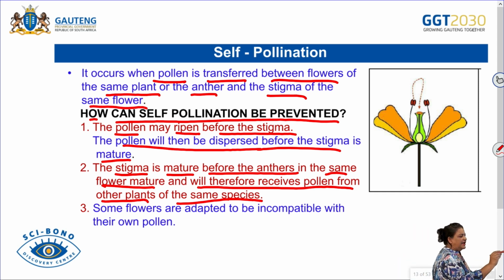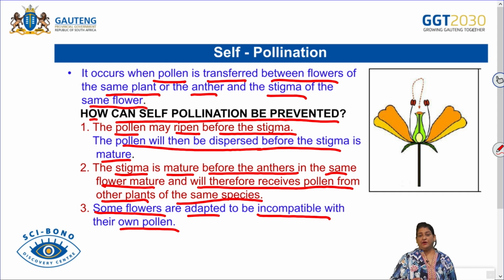Some flowers are adapted to be incompatible with their own pollen. So in some flowers, in very rare cases, like probably an orchid, even if the anther's pollen falls on the stigma of the same flower, that pollen grain will not be able to move down the style towards the ovary, because it is not compatible with the pollen of the same flower. It can only receive pollen from another flower. So those are the three ways in which self-pollination can be prevented.